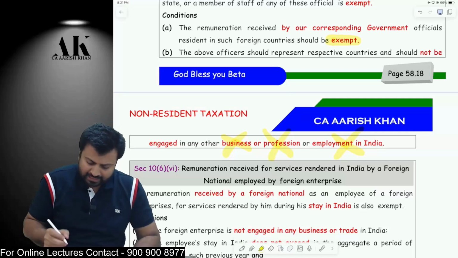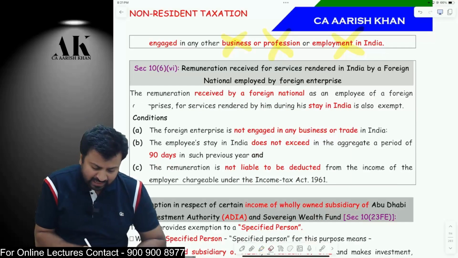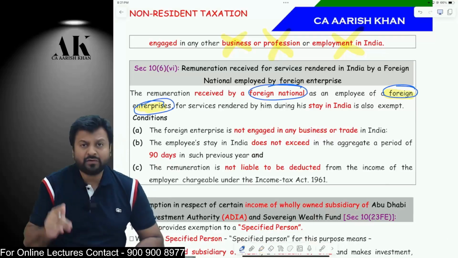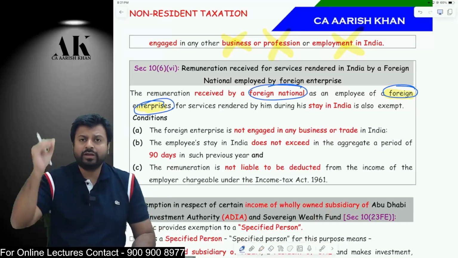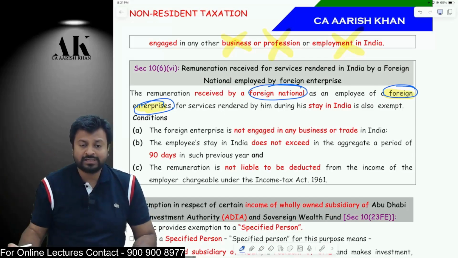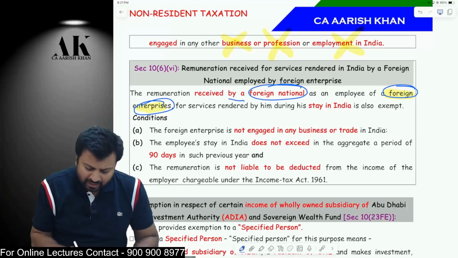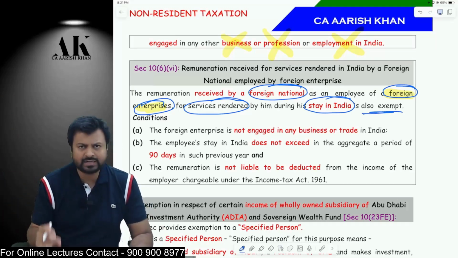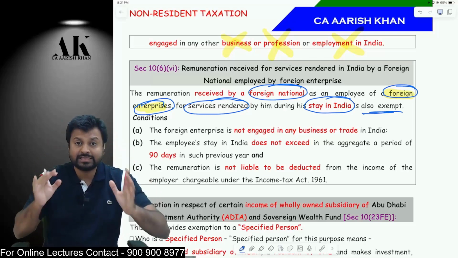Okay. Similarly, if there is a foreign company which is sending its employees, foreign national employees. Again, the employee has to be a foreign national. He should not be an Indian citizen. He is sending his employees to India for some business purpose. During that business purpose, that employee stays in India and also gets remuneration from his company. Then that will be exempt.